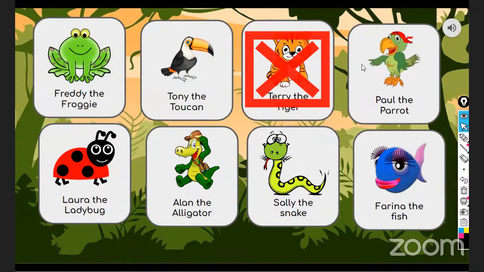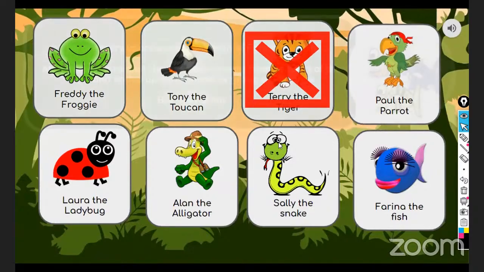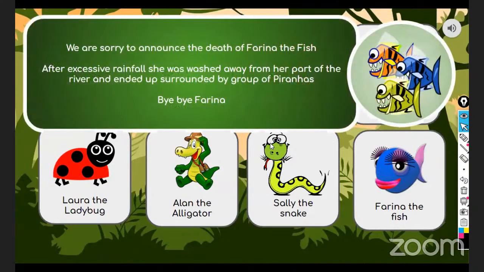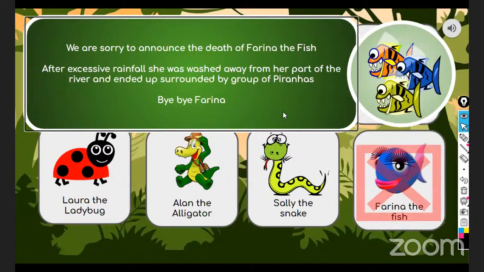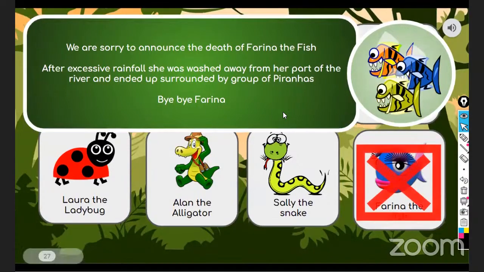All right, so let's see who's next to meet their doom. We're sorry to announce the death of Farina the fish. After excessive rainfall in the forest, she was washed away from her part of the river and ended up surrounded by a group of piranhas. Bye-bye, Farina. Anybody out of the game? Farina is gone, and Tony the Tiger is also gone.